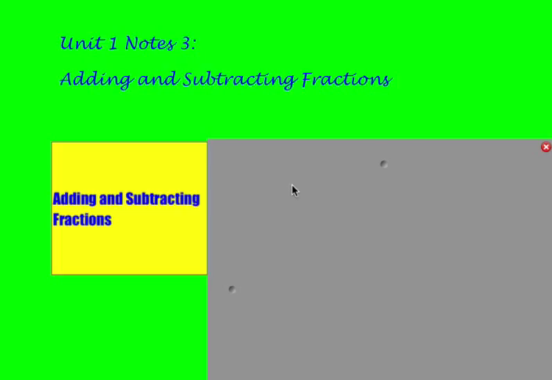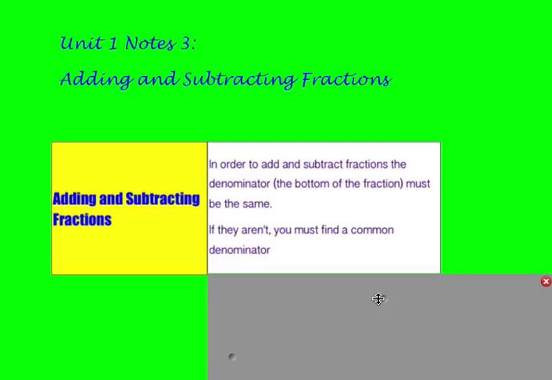Today we're going to be doing Unit 1, Notes 3. So we're going to be doing a review of adding and subtracting fractions. This is something that you probably did maybe even in elementary school, but it's good to review every once in a while just to make sure you're on the right track with it. So let's take a look at what we need to know for adding and subtracting fractions.